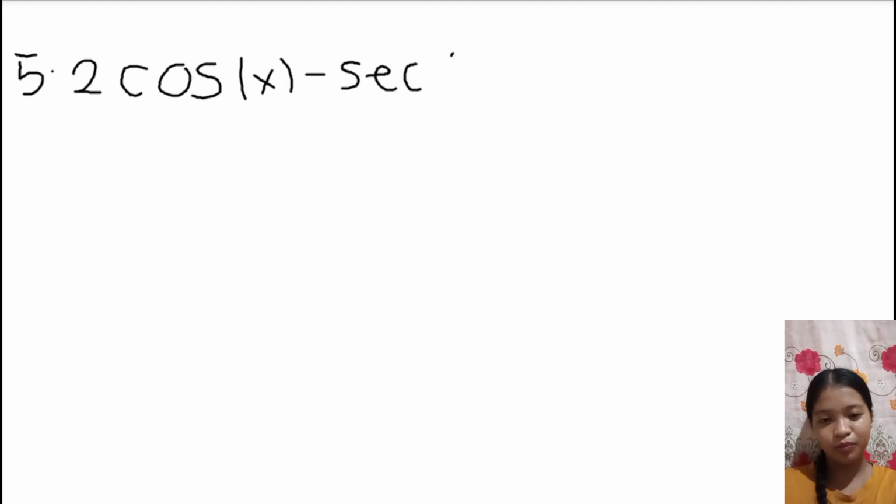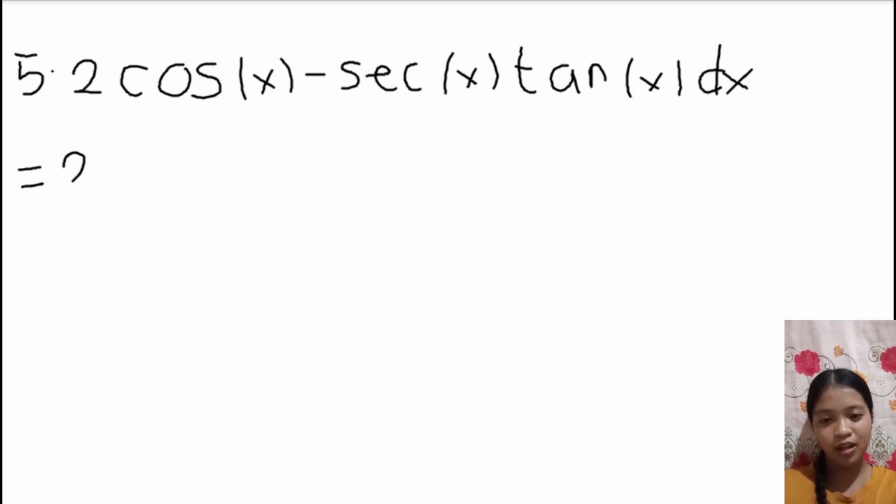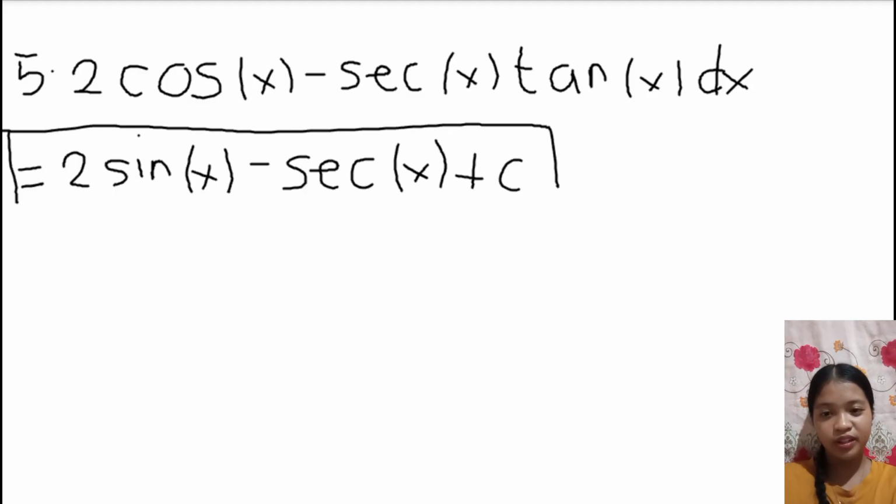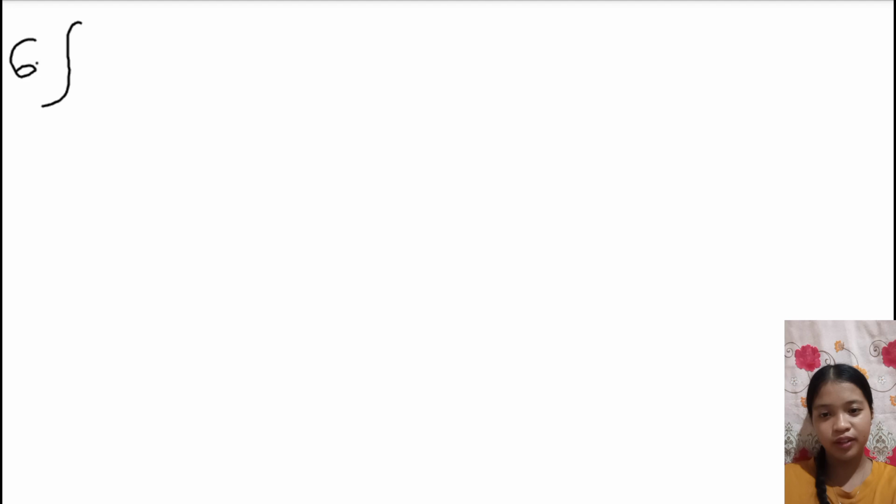So the fifth one is the integral of 2 cosine of x plus secant of x tan of x dx. So for this equation, we can use the trigonometric function. So it will become 2 sine of x plus secant of x plus c. That's our answer.